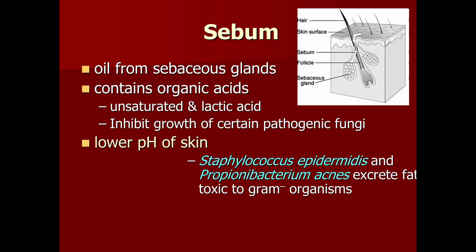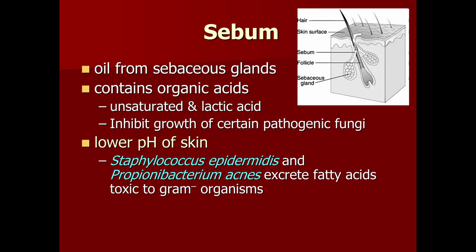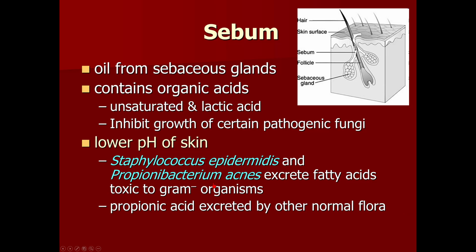We talked a little bit about sebum and the fact that it has a lower pH. It contains a lot of different types of organic acids, and most sebum will inhibit the growth of certain pathogenic fungi. And then Staph epidermidis and Propionibacterium acnes, right? This is also part of your normal flora, but in certain cases it can cause acne. They excrete certain fatty acids which are toxic to many different types of gram-negative organisms.